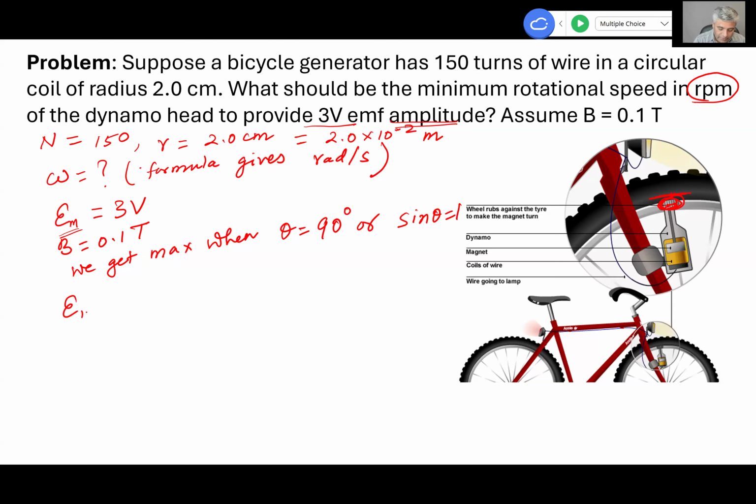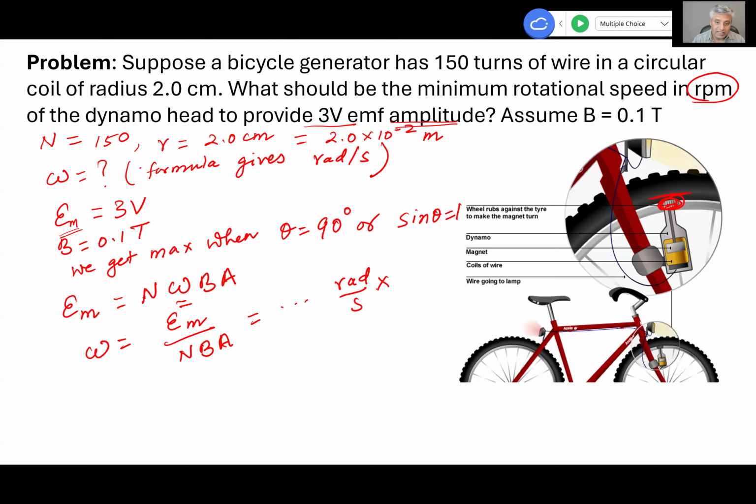So that means we can write the formula we had. Do I remember that? N times omega B A. I think that's what the formula was. We want omega, so let's solve for omega. Okay, so that means we know everything. We should be able to get the number, and it's going to be in radians per second.